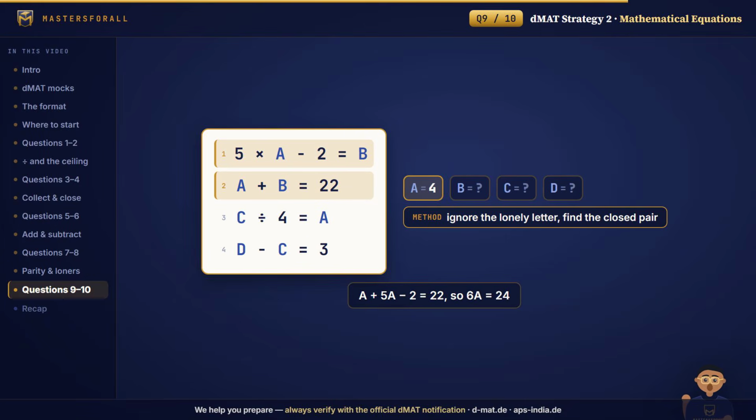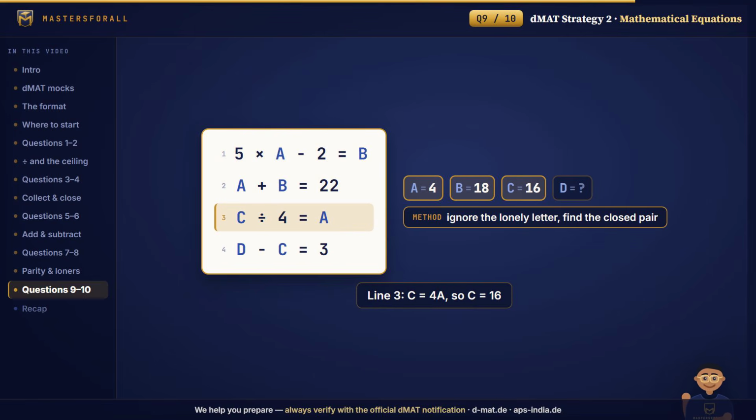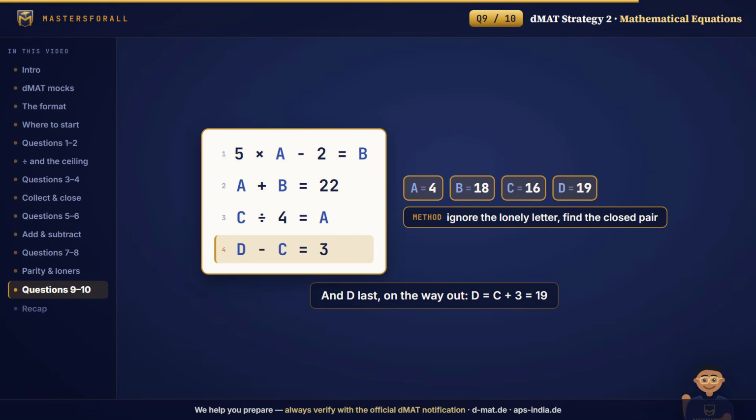B is 5, A minus 2, and A plus B is 22. So A plus 5, A minus 2 equals 22. That is 6A minus 2 equals 22. So 6A is 24. A is 4. So B is 18. Line 3, C divided by 4 is A, so C is 4A, C is 16. And now D, lost, on the way out. D is C plus 3, so D is 19.